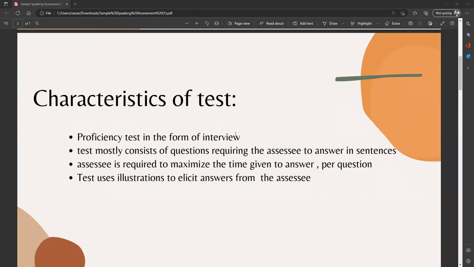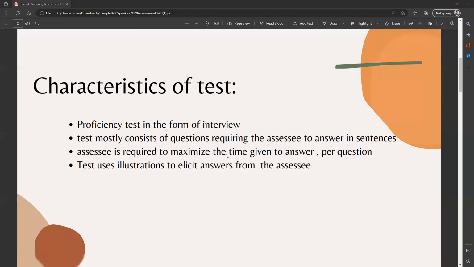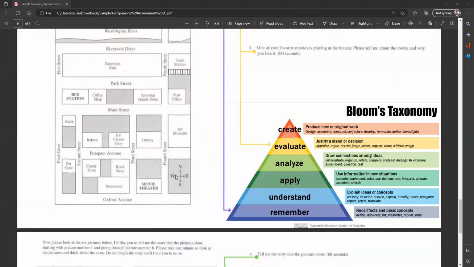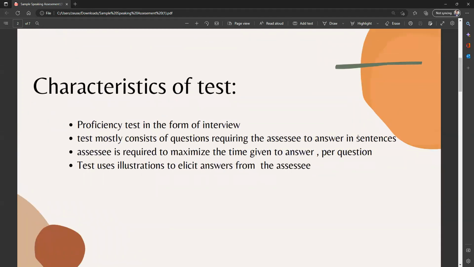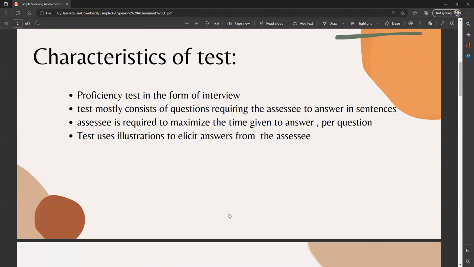So the main observable characteristic of the sample assessment that I have found on the internet is that it's comprised of questions that can't be answered by yes or no. The assessee are always instructed to say as much as they can to maximize the allotted time to answer per question. And lastly, the questions are aided by illustrations like this and this, which aims to put the assessee in a situation where they will be required to answer based on the situation depicted on the illustration given.